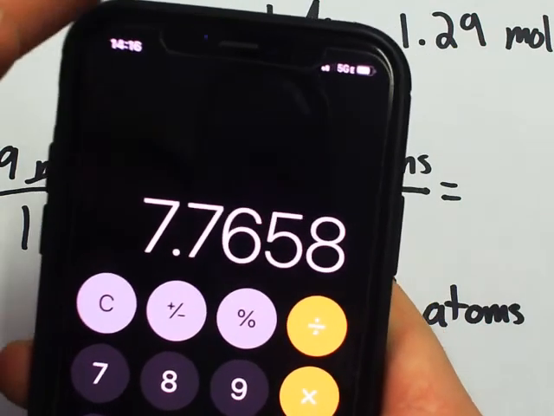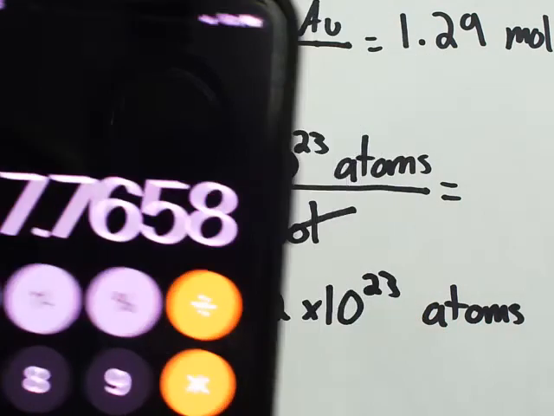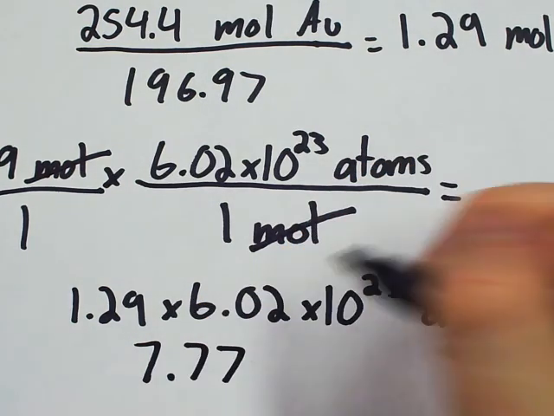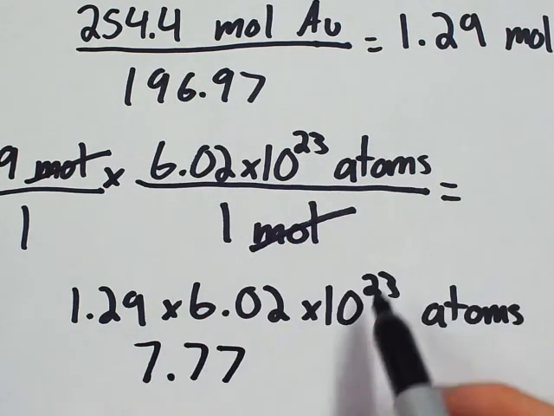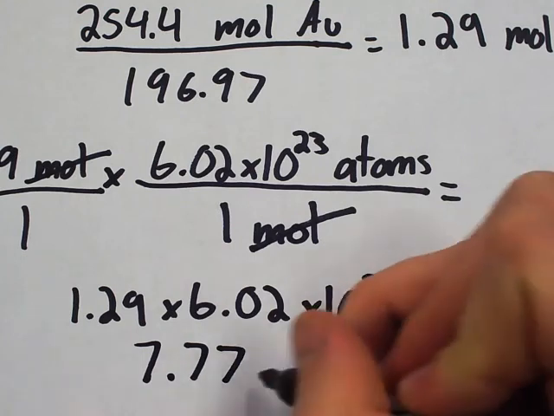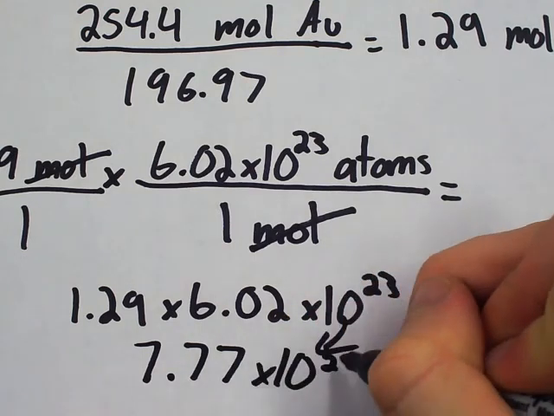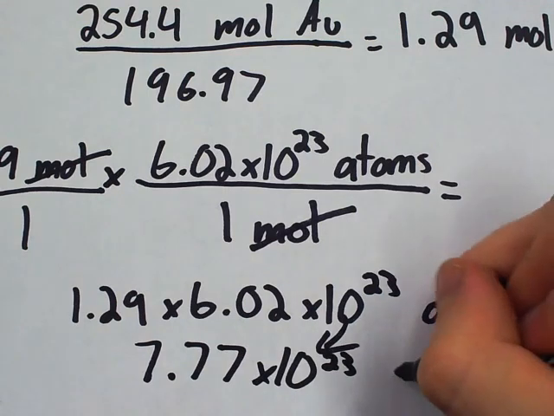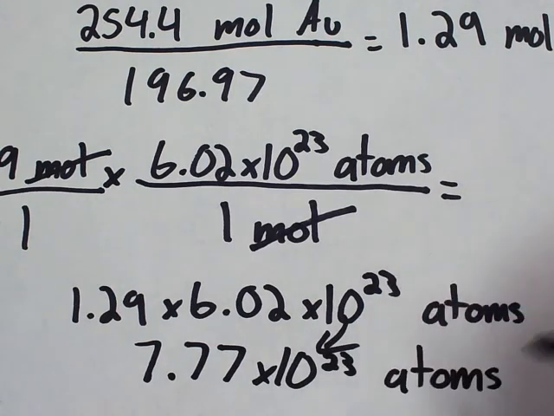1.29 times 6.02 gets me 7.765. I'll round that up to 7.77. I've got 7.77. I ignored the 10 to the 23rd power, but I've got to bring it along for the ride, times 10 to the 23. And my unit is still atoms.